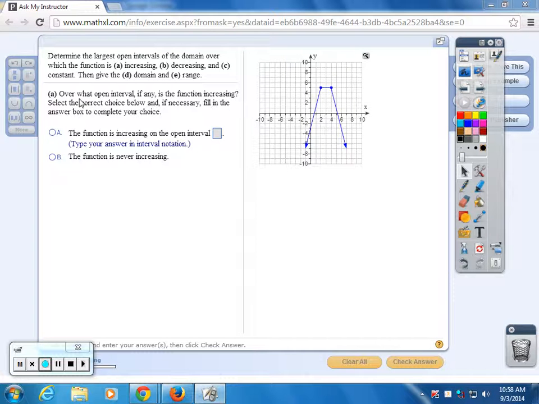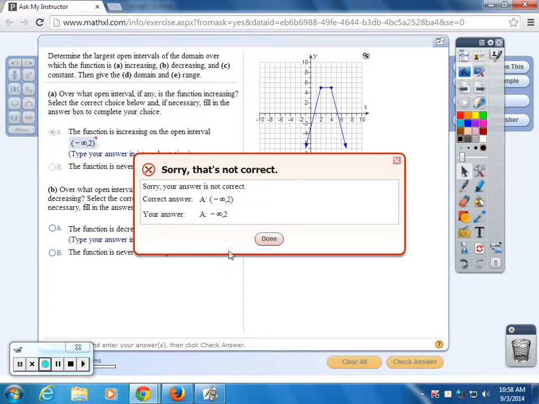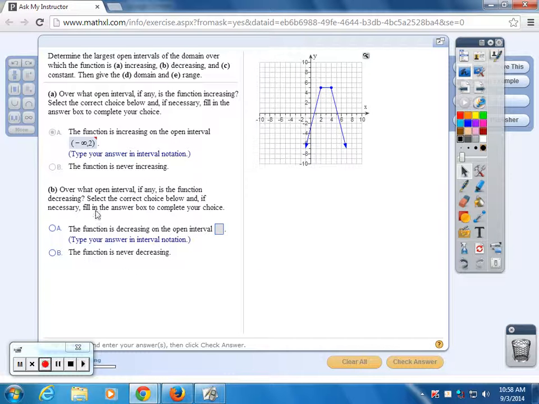All right. So over what interval is it increasing? Negative infinity to 2. And I know I don't have my brackets, but we're just answering the question. You need to put your brackets or parentheses. Over when is it decreasing? From 4 to infinity, and I'm just going to put 3. Who would include it, like a closed bracket?